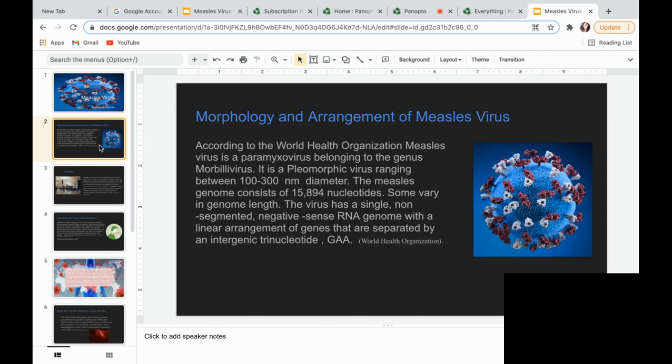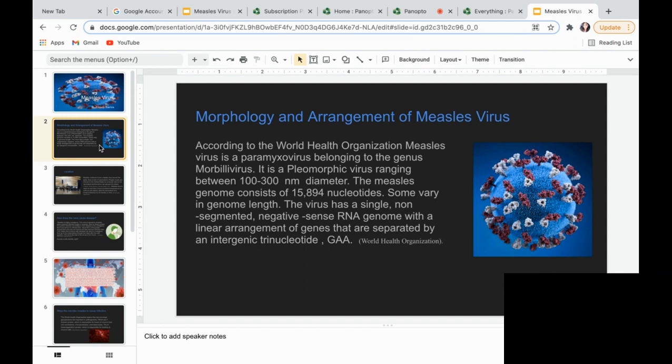According to the World Health Organization, measles virus is a paramyxovirus belonging to the genus Morbillivirus. It is a pleomorphic virus ranging between 100 and 300 nanometers in diameter. The measles genome consists of 15,894 nucleotides. Some vary in genome length.